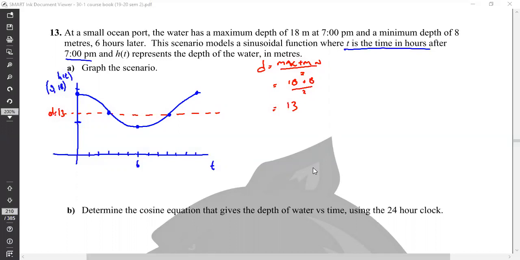All right, so there's 0, 18. Here's 6 hours, 8 meters deep. At 3 hours, you're at your average depth, which is 13 meters. Also at 9 hours, you're at 13 meters. And then at 12 hours, we're back up to 18 meters deep.